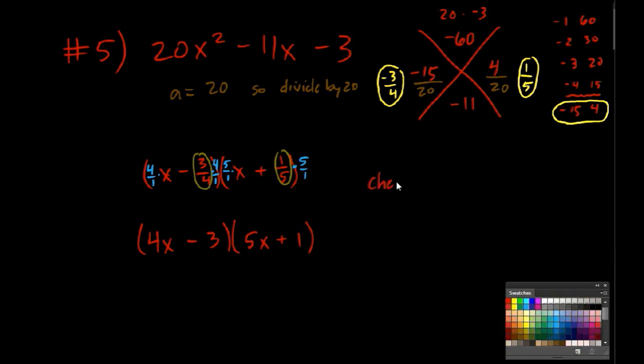And as always, we can check our work. So we'll take 4x times 5x, which will give us 20x squared, and then 4x times 1 is plus 4x. And then negative 3 times 5x is minus 15x. And then negative 3 times 1 is minus 3. Now we can combine like terms, so we'll have 20x squared minus 11x minus 3, which is what we started off with, which means we got the answer.